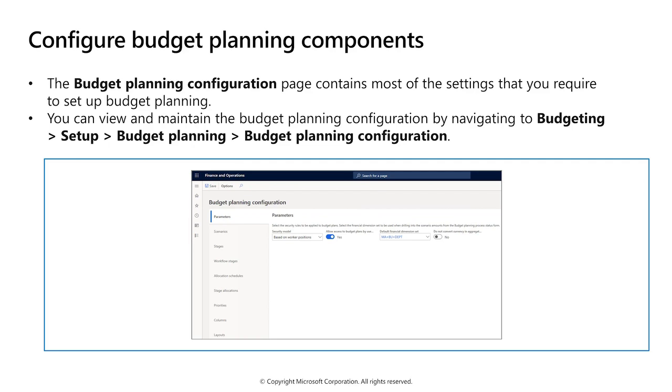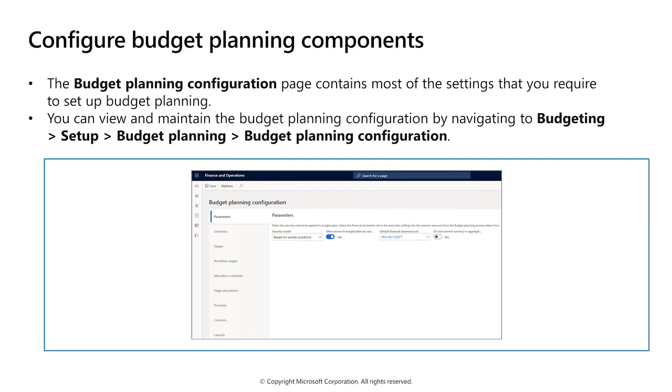Stage allocations are used to define when an allocation schedule for budget plan lines should be automatically run during the workflow process. When stage allocations are used, budget plan lines in the destination scenario can be created and modified without the intervention of the budget plan preparer or reviewer.